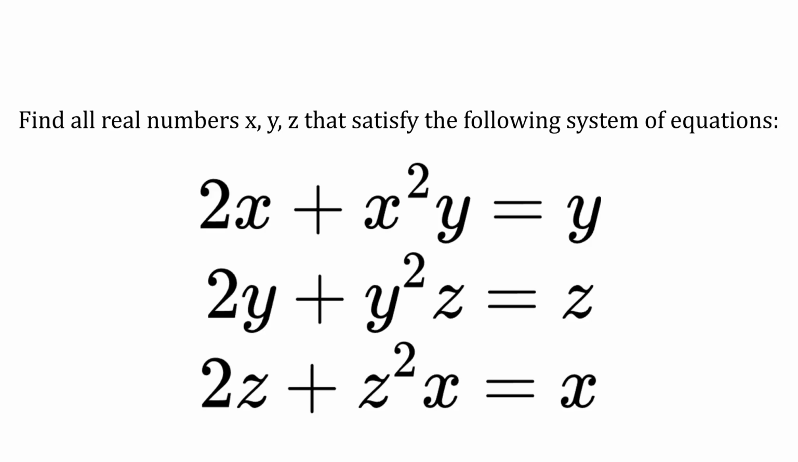Find all real numbers x, y, and z that satisfy the following system of equations. 2x plus x squared y is equal to y. 2y plus y squared z is equal to z, and 2z plus z squared x is equal to x. I'll give you guys some time to try and solve this question.